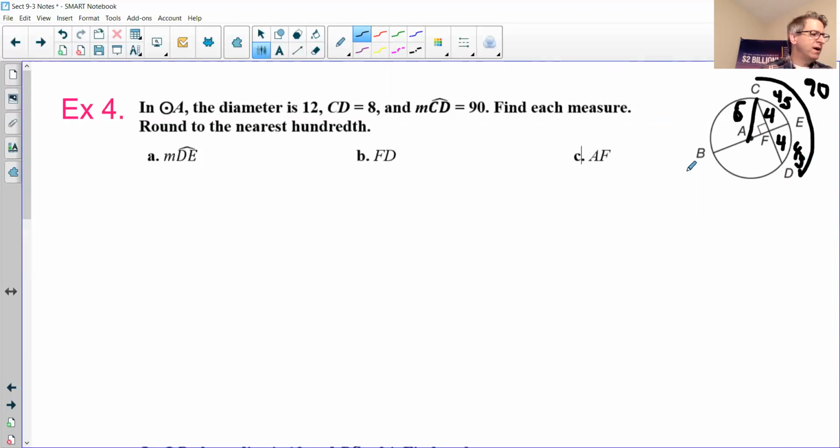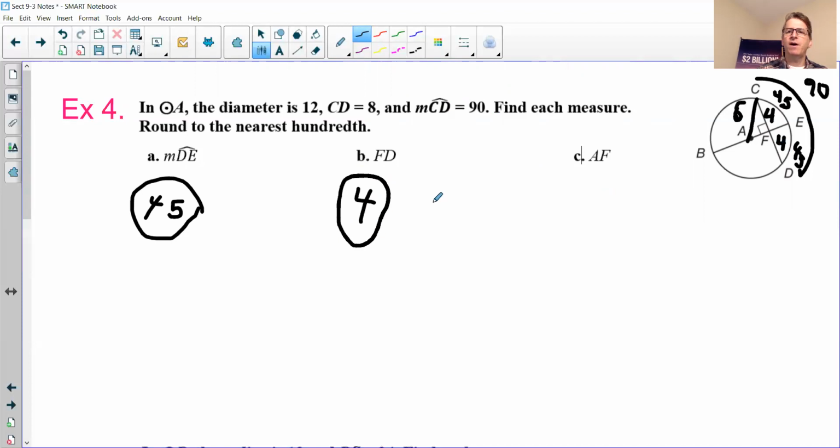All right, let's go ahead. So we're looking for DE. Well, that's 45, just from labeling my little circle there. Okay, half of 90 is 45. Letter B is FD. So we're looking for FD, which is 4. Okay, not too tough. Half of the 8. We were told that CD was 8.